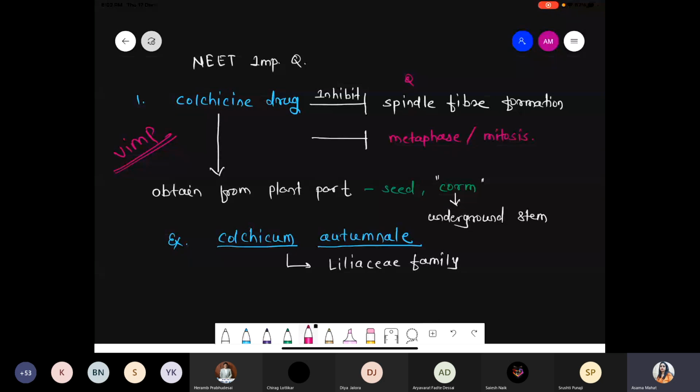Okay, so colchicine is a drug that inhibits spindle fiber formation, obtained from one plant, that is colchicum autumnale. It belongs to the Liliaceae family, and which part? Basically we obtain this drug from the seed or the corm part of the colchicum. Okay? Done? Let's go. Any doubt about the colchicine drug?